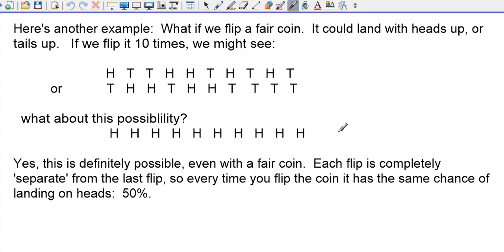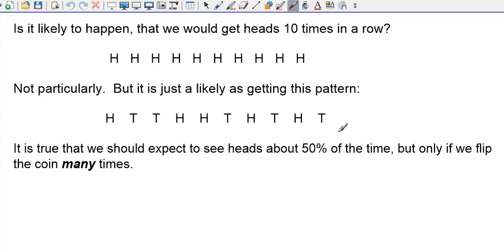Or what about this possibility? All 10 of them would be heads. Yes, this is definitely possible. Even though it seems unusual, it's really not that unusual. It's just one of the many possible examples of things we can get if we have 10 flips. Each flip is completely separate from the last flip, so every time you flip the coin, it has the same chance of landing on heads, 50%.